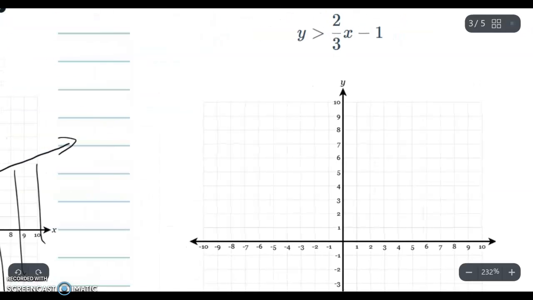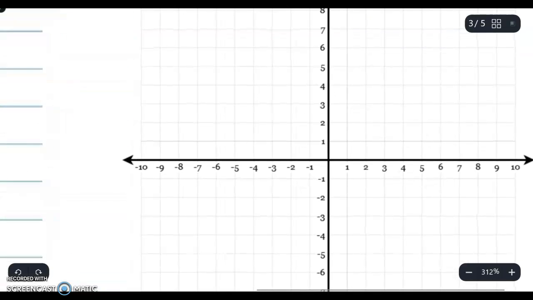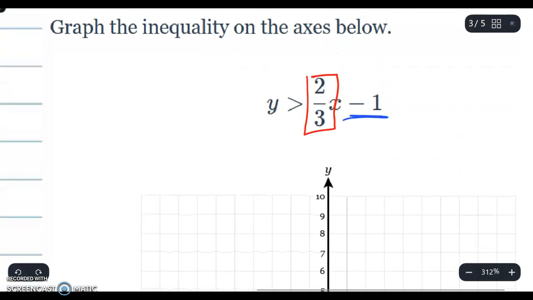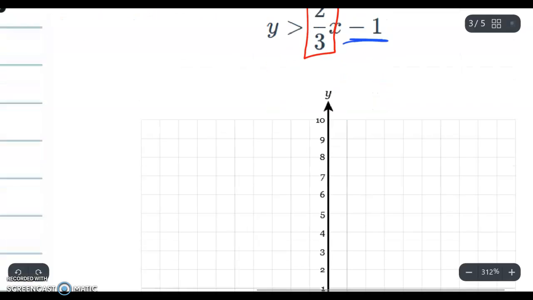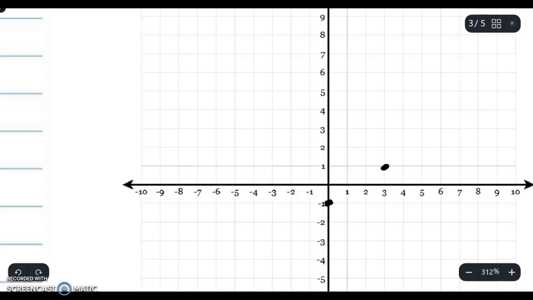So I have my y-intercept, -1, and my slope, 2 over 3. I'm going to come down, zoom in a tad, and go to -1. And my slope, which was rise 2, run 3, I'm going to go up 2 and over 3. I'm going to show it this time: indicate the up 2 and then over 3.